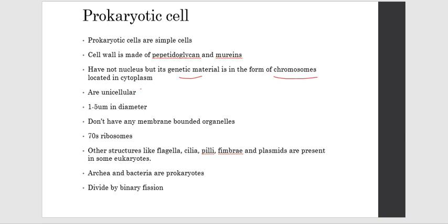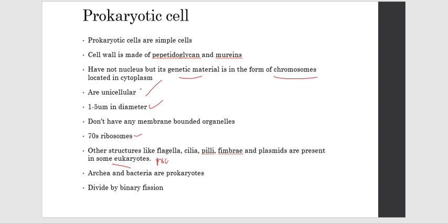They are mostly unicellular. They are just 1 to 5 micrometers in diameter. They are very small. They don't have any membrane-bound organelles. They have 70S ribosomes. Other structures like flagella, cilia, pili, fimbriae, and plasmids are present in some prokaryotes. They are not present in all the prokaryotes, but they are present.